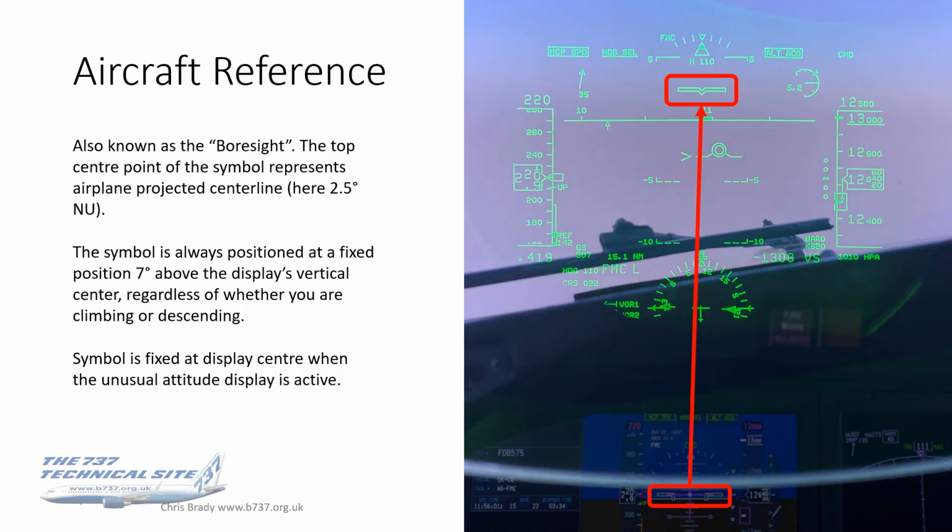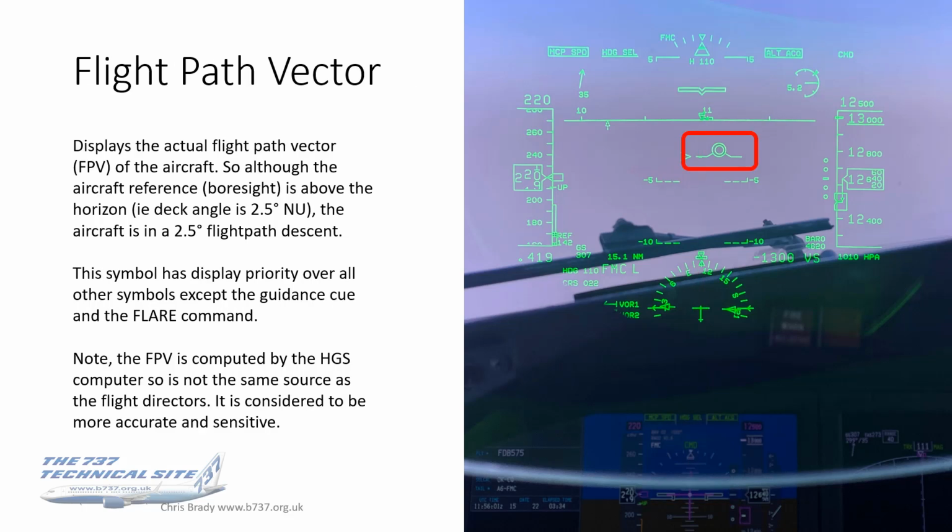Now this symbol's always positioned 7 degrees above the display's vertical center, regardless of whether you're climbing or descending. And it's fixed at the display center when the usual attitude display is active. So there you go. Now, if I show the flight path vector, this is where the aircraft is traveling. It's pointing above the horizon with the bore sight 2.5 degrees nose up. That's your deck angle, but the aircraft is traveling below the horizon. It's descending. It's in a 2.5 degree flight path descent here.